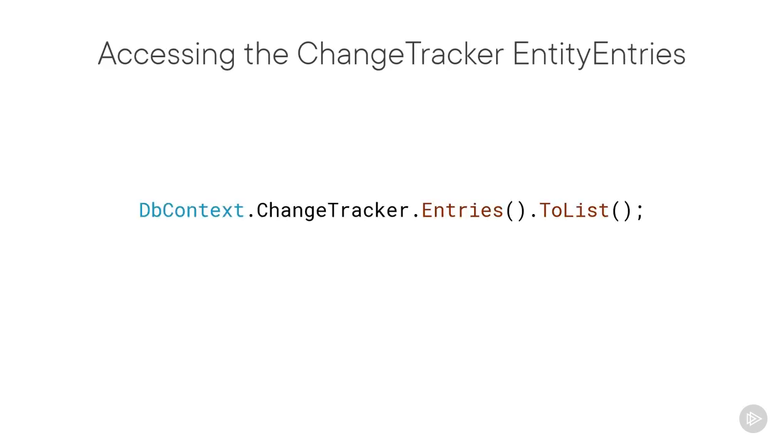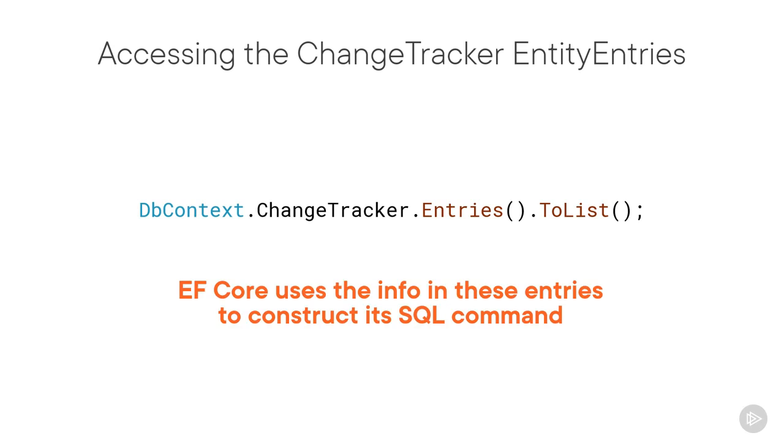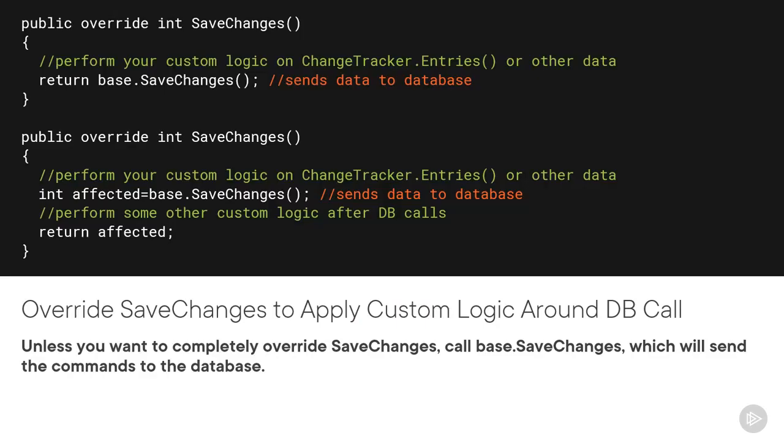A feature of the change tracker that's key to overriding save changes is a method called entries. Change tracker entries returns all of the entity entries that the change tracker is maintaining. Recall that EF Core reads the details of those objects to construct the SQL sent to the database. So by having access to those, you can do things like manipulate values which will get picked up for the SQL commands.